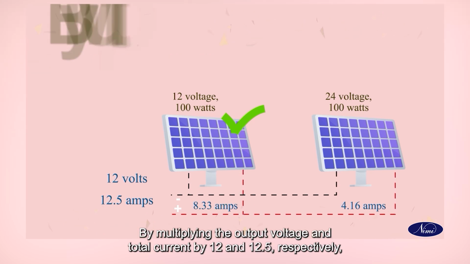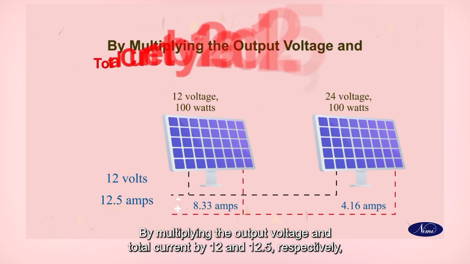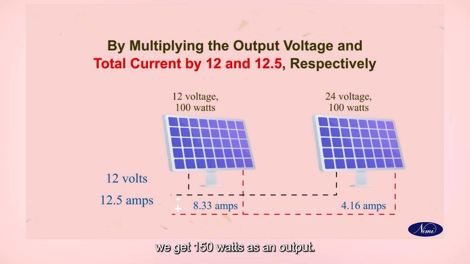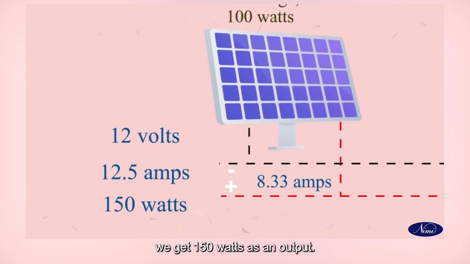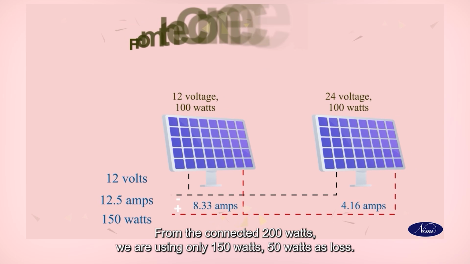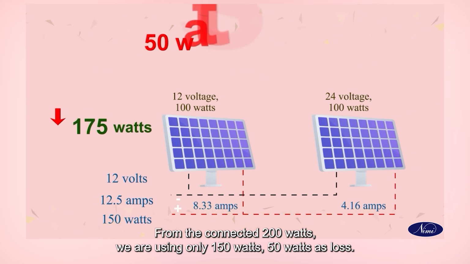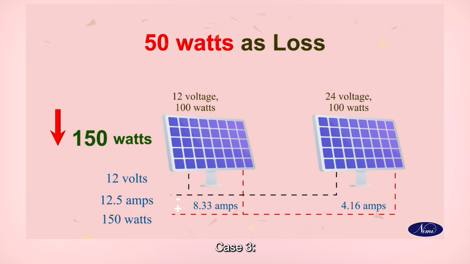By multiplying the output voltage and total current, 12 and 12.5 respectively, we get 150 watts as an output. From the connected 200 watts, we are using only 150 watts. 50 watts is lost. Case 3.